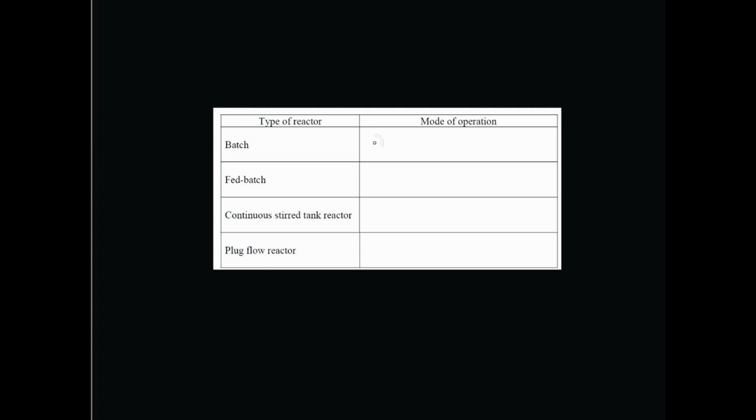We are going to resume the mode of operation for different types of reactor. For a batch, it's closed and it's in dynamic mode of operation. A fed batch is semi-opened and it works in a dynamic mode. Only the substrate could be constant for the fed batch.